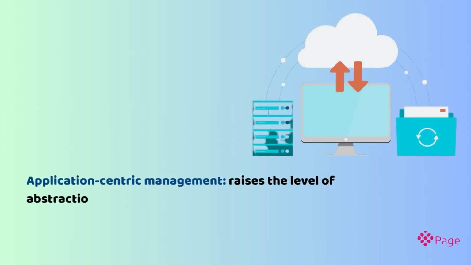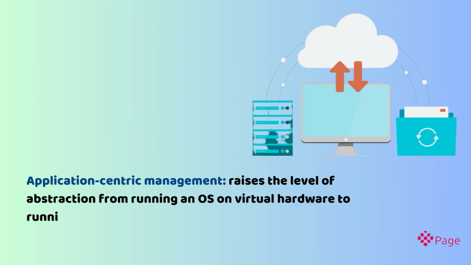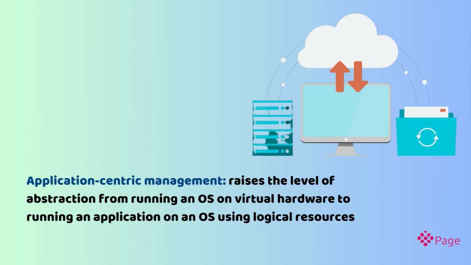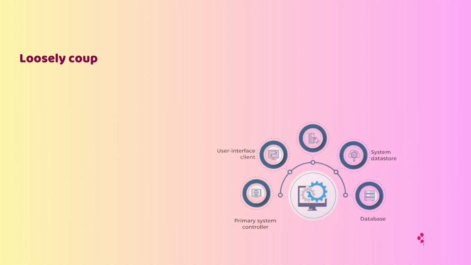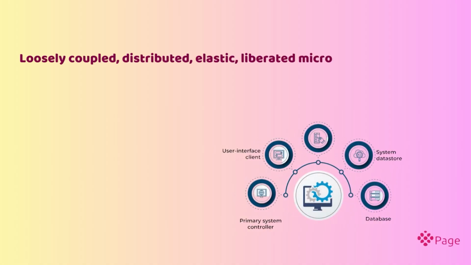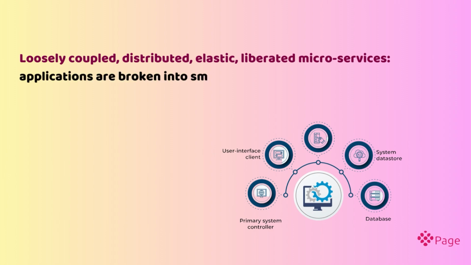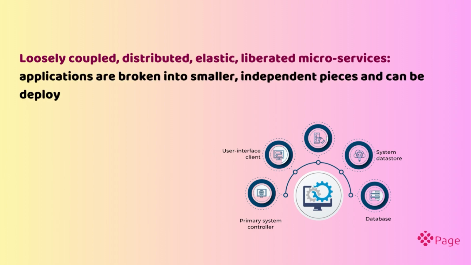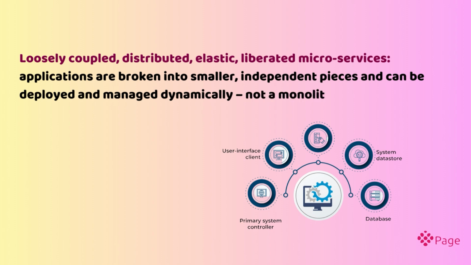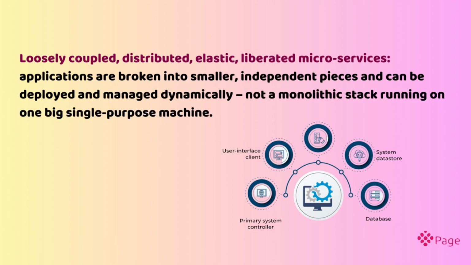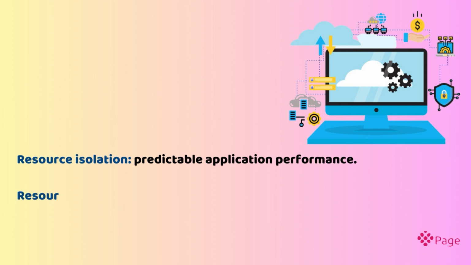Application-centric management. Raises the level of abstraction from running an OS on virtual hardware to running an application on an OS using logical resources. Loosely coupled, distributed, elastic, liberated microservices. Applications are broken into smaller, independent pieces and can be deployed and managed dynamically. Not a monolithic stack running on one big single-purpose machine. Resource isolation. Predictable application performance. Resource utilization. High efficiency and density.